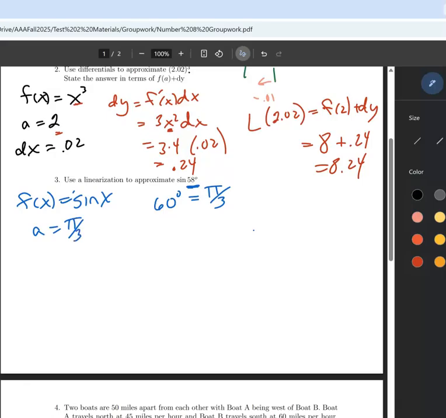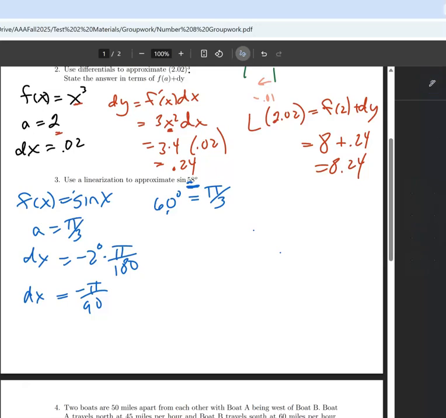So my a that I'm going to draw the tangent line at, or use for the differentials, is pi over 3. So then how do I get to 58 degrees from 60 degrees? My dx will have to be negative 2 degrees, but I need to change it to radians. So I multiply it by pi over 180. So dx is negative pi over 90. Okay, so I'm going to erase this and make some room here.